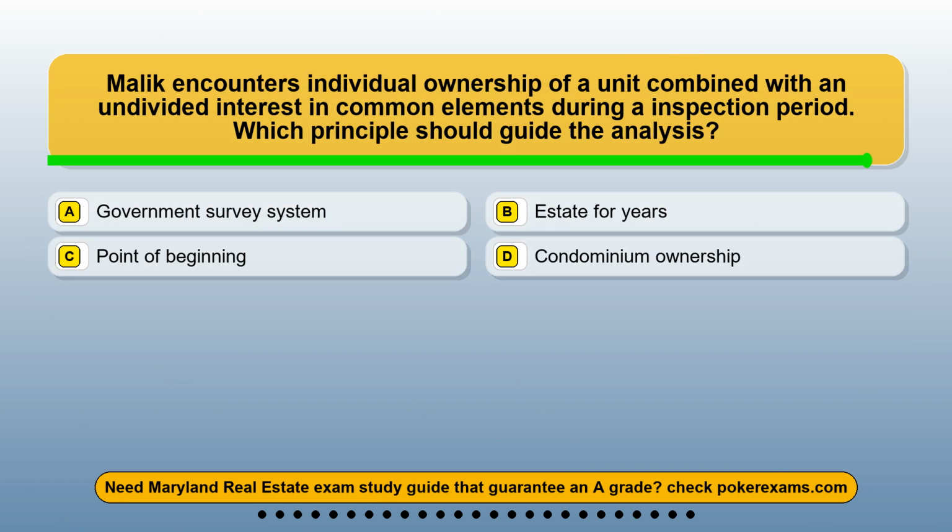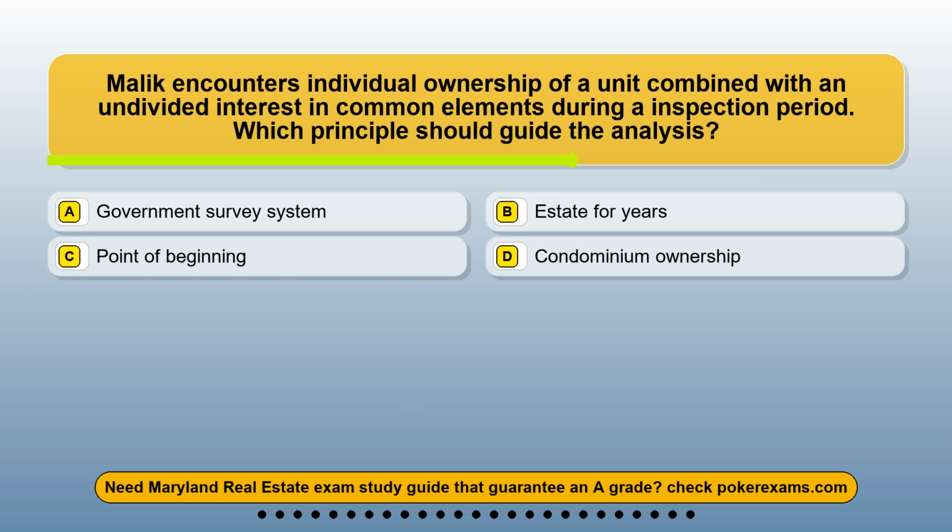Question 21. Malik encounters individual ownership of a unit combined with an undivided interest in common elements during an inspection period. Which principle should guide the analysis? Option A, government survey system. Option B, estate for years. Option C, point of beginning. Option D, condominium ownership.